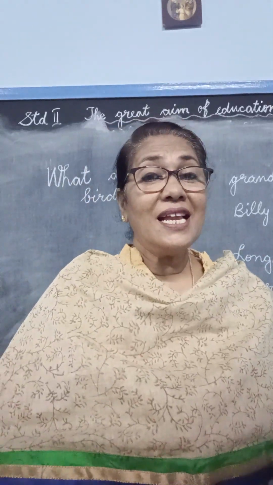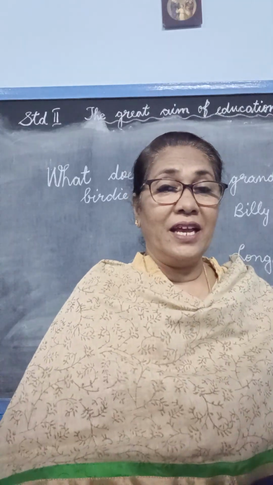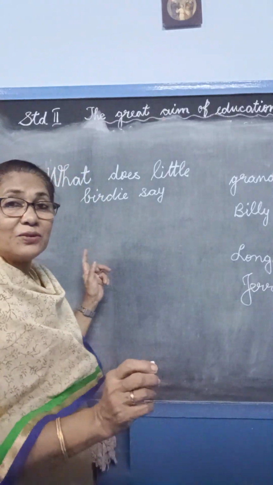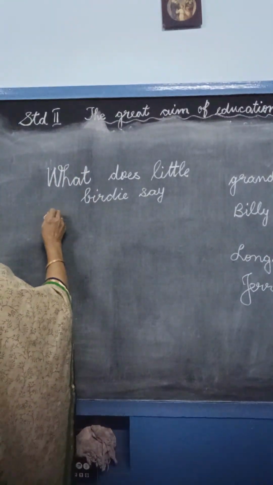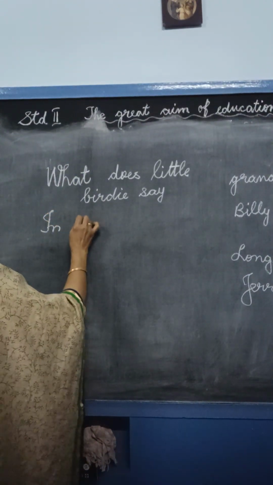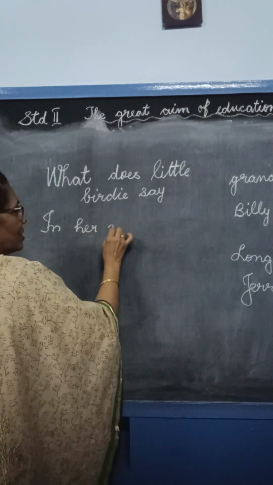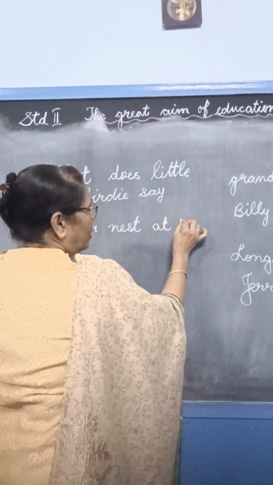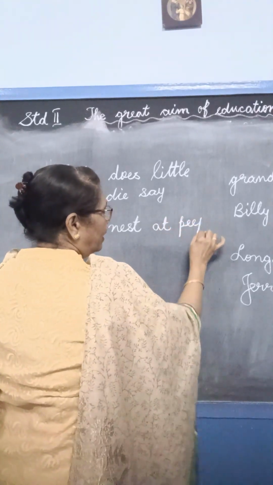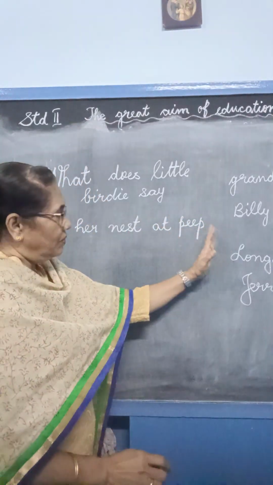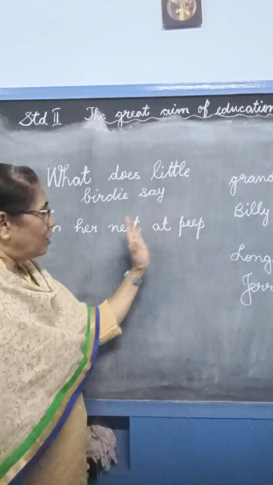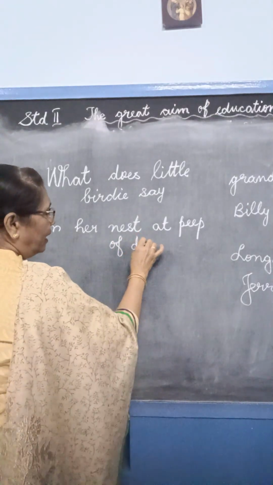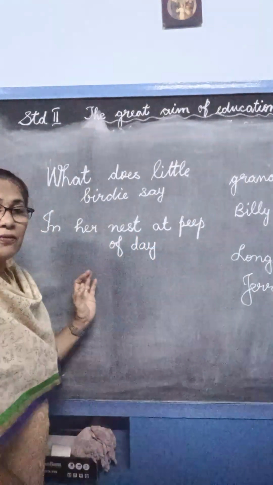Next line is, in her nest at peep of day. In her nest at peep of day. In. So now we are going to write I capital here again. In her nest, N-E-S-T, nest at P. Now you see, I can't write the remaining words here. I'm going to write them down. Peep of day. In her nest at peep of day.